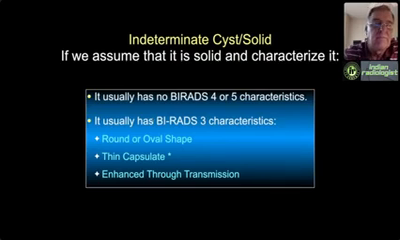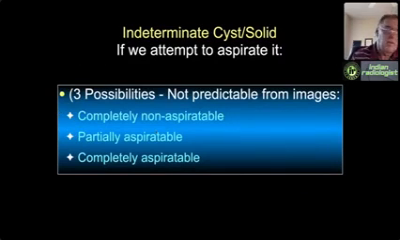Now, if we assume that an indeterminate cystic versus solid lesion is solid, it's usually round or oval, has a thin capsule and enhanced through transmission, so we can usually call it BI-RADS 3 or 2, depending on whether they're multiple incidental or single dominant palpable or mammographic. If it's a single dominant palpable or mammographic, we may call it BI-RADS 3. If it's multiple bilateral incidental, like during a screening ultrasound, we'd probably call it BI-RADS 2.